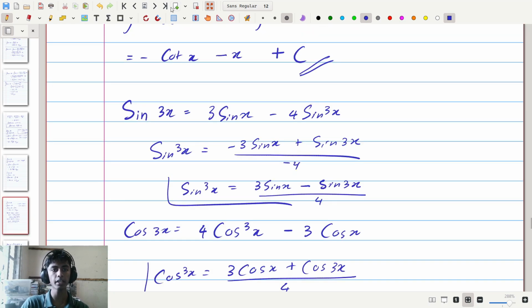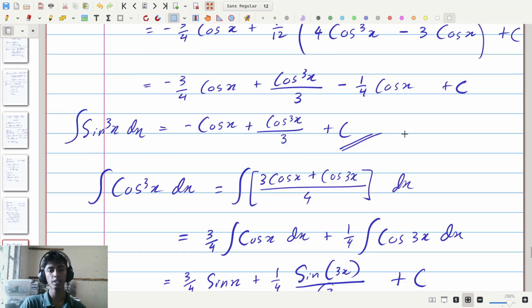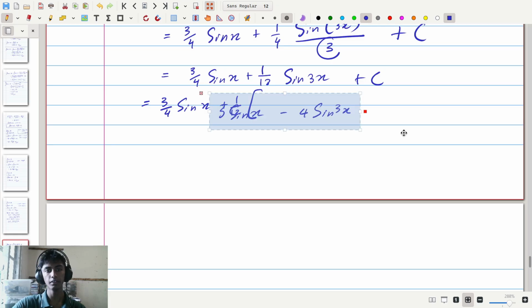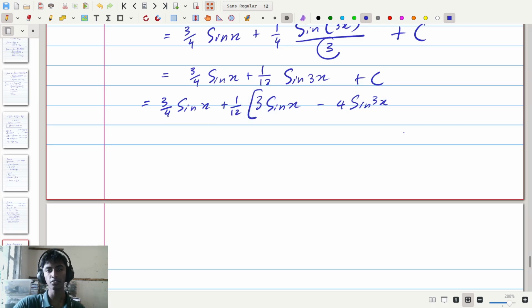We had that the sine of 3x is equal to this bit over here, 3 times the sine of x plus, actually minus 4 times the sine cube of x. Substituting that into this expression here, we can see that what we have is equal to 3/4 of the sine of x plus 1/12 of this expression here plus c.